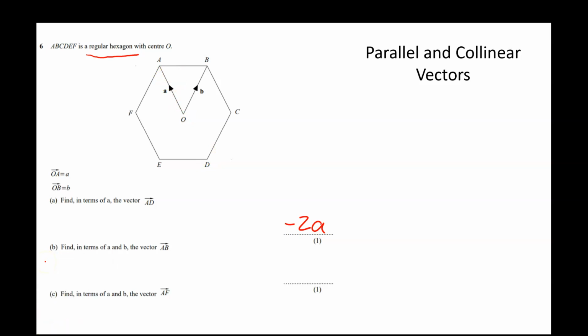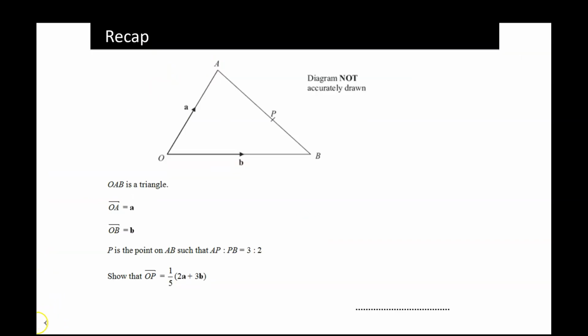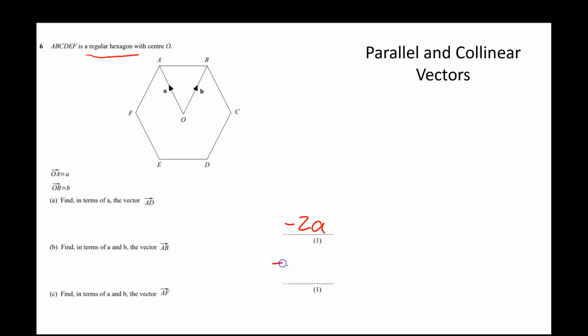So that's the first one. Next one, we want AB. Well, A to B, hopefully we're all okay with that. That's just going to be minus A plus B, making sure we've got them going the right way. So we're basically going to go down and then up. And then AF, well, AF is this one over here. And because they're all equilateral triangles, A to F is basically the same as B, except you're going the wrong way, so minus B. Okay, so some fairly straightforward vector questions there just to get the brains going.